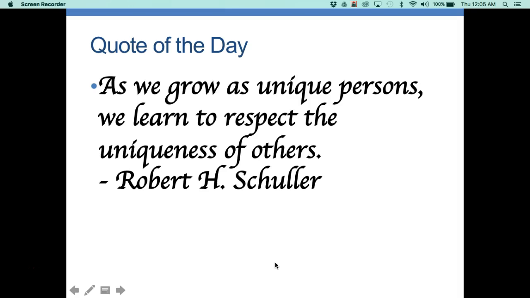My quote of the day for today is, as we grow as unique persons, we learn to respect the uniqueness of others. I really appreciated and learned a lot about you guys in your discussion posts this week, so thank you for putting your thoughts into that and sharing a little bit about yourselves and some of your study strategies as well.